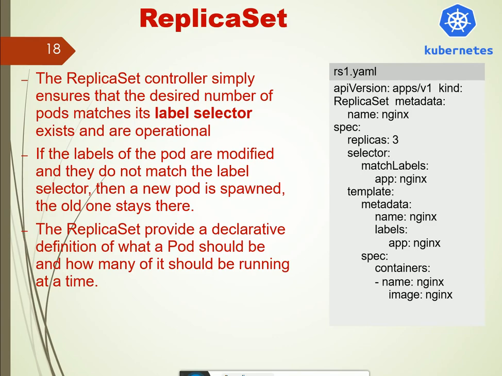So just one example is given, rs1.5 YAML: API version, then replica set, metadata like name, spec, replicas, selector, then match label, app, then template, metadata, the name, labels, and the spec, container, name, and an image.